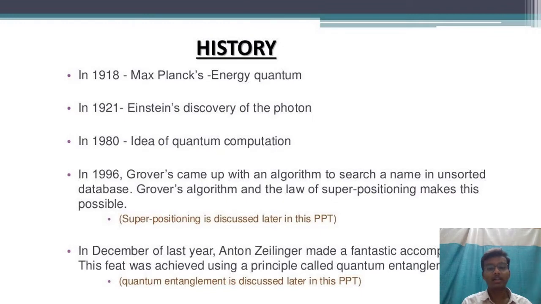History of quantum mechanics. In 1900, Max Planck, energy quantum. In 1921, Einstein, discovery of the photon. In 1980, the idea of quantum computation. In 1996, Grover came up with an algorithm to search a name in an unsorted database. Grover's algorithm and the law of superposition make this possible. Superposition is discussed later in this paper. In December of last year, Anton Zeilinger made a fantastic accomplishment. This feat was achieved using a principle called quantum entanglement. Quantum entanglement is discussed later in this PPT.